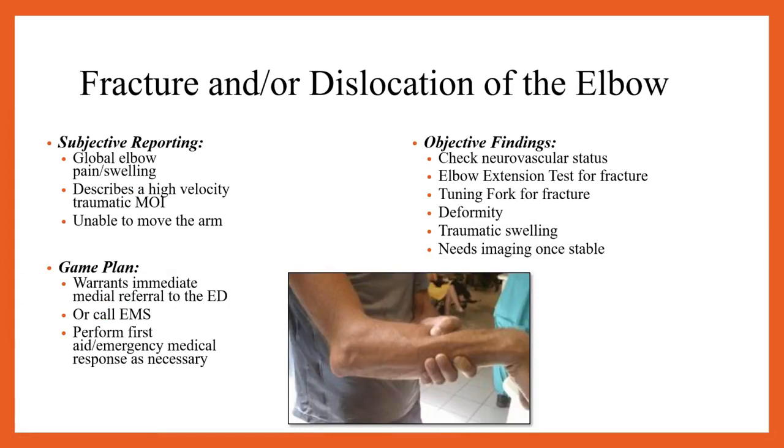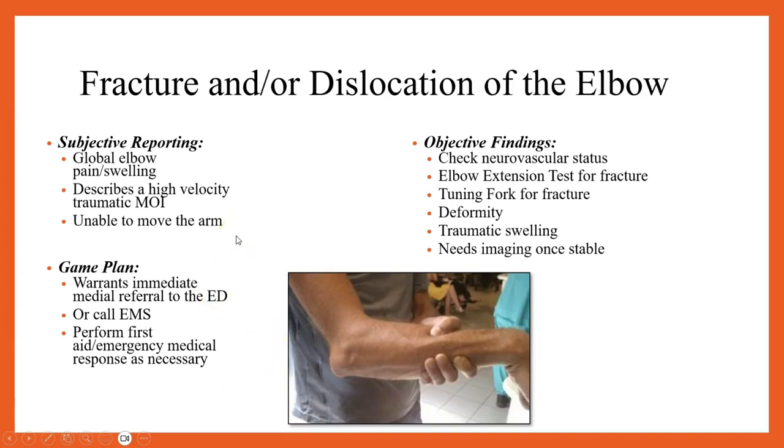what's subjective reporting? Well, they're going to have global elbow pain and swelling, describe a high velocity mechanism of injury, and be unable to move their arm. And you can see in the picture at the bottom, that gentleman holding his arm, he looks like he's in the emergency department. As you can see, there's someone with scrubs here, but that ulna is posteriorly subluxed and it's stuck, it's perched, if you will. So we'll see a picture of an x-ray of that in a second.